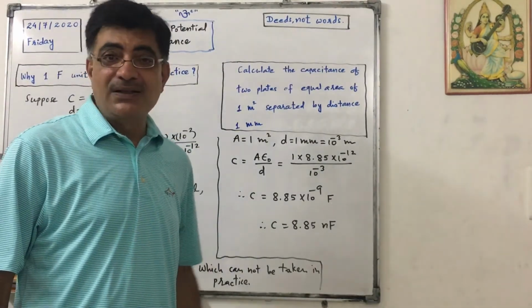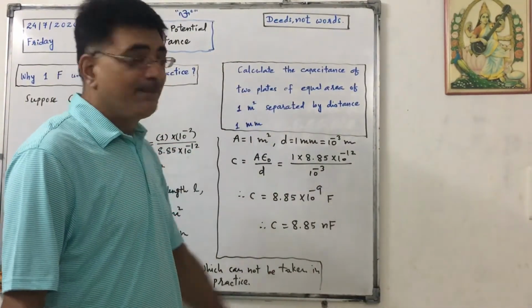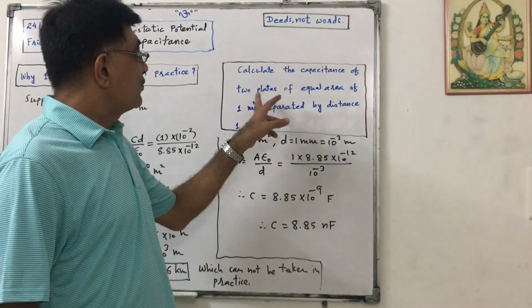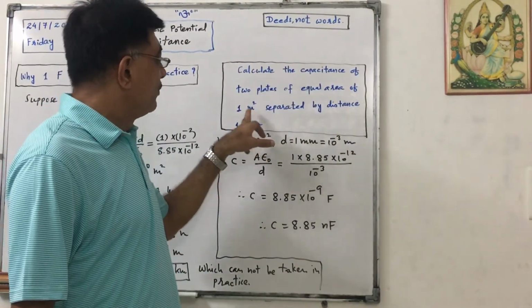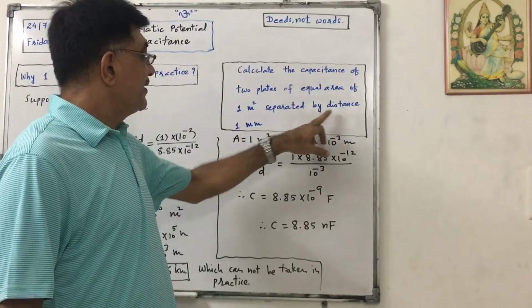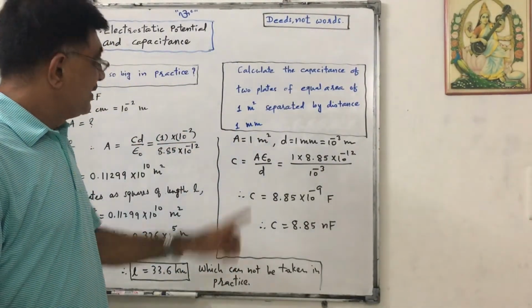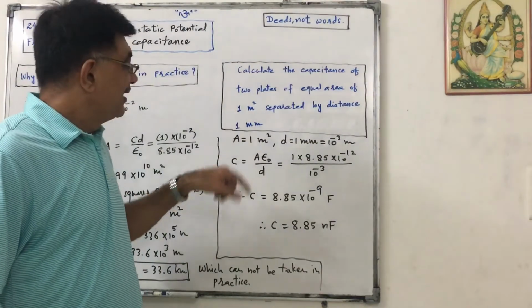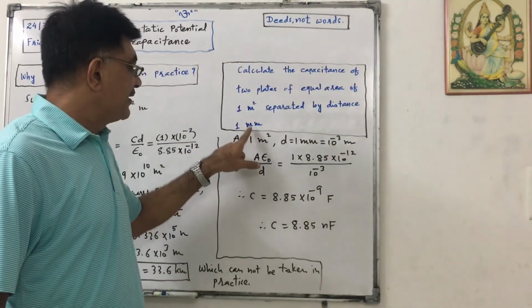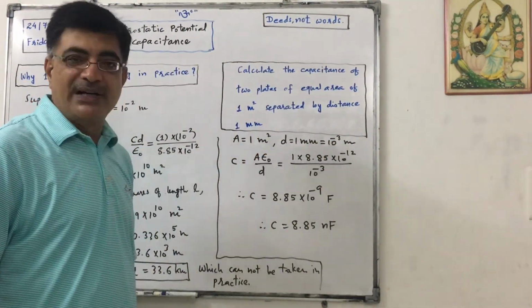Let us discuss another example. Calculate the capacitance of two plates of equal area of 1 meter square separated by 1 millimeter distance. This is a practical value. So A equals 1 meter square, D is 1 millimeter, that is 10 raised to minus 3 meter.